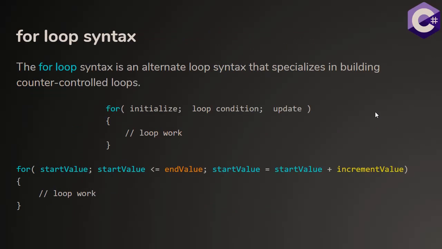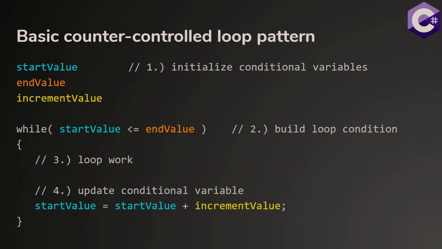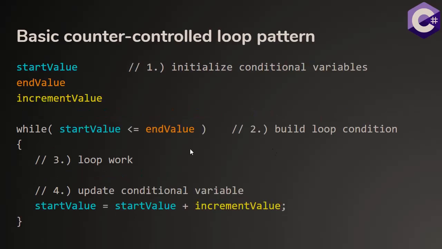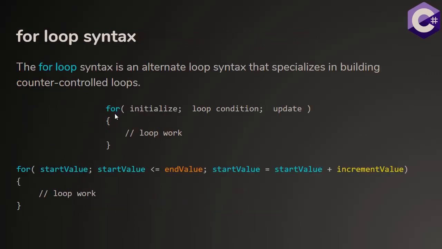All right. If you notice in these two examples, I'm showing you how to build a Sentinel-controlled loop and a counter-controlled loop using the while loop syntax, or basic loop syntax in C#. There also exists a for loop syntax, which is just an alternate loop syntax for building counter-controlled loops.